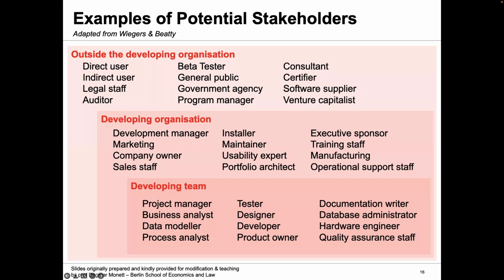All right. Coming on to one of the examples of an important stakeholder, the direct user and indirect user. A direct user would be someone who is directly using that mobile app. In this case, the farmers are directly interacting with that app.